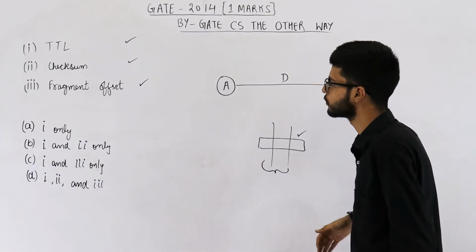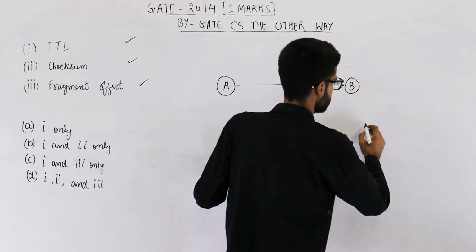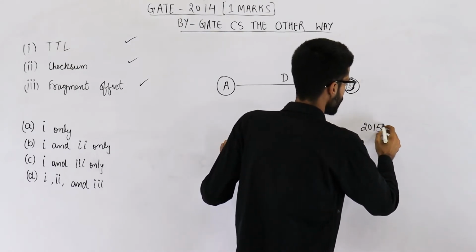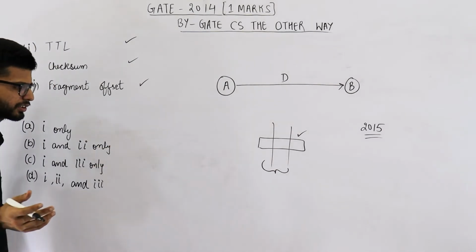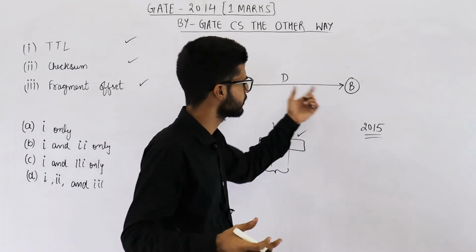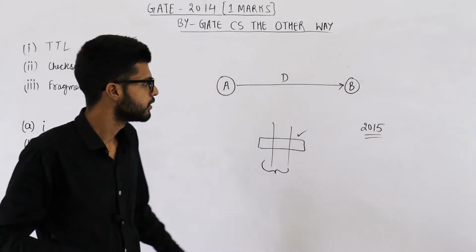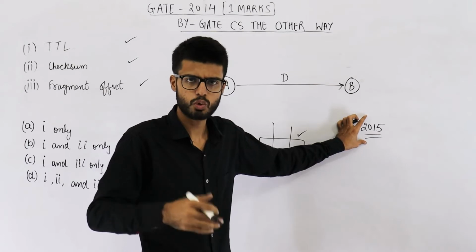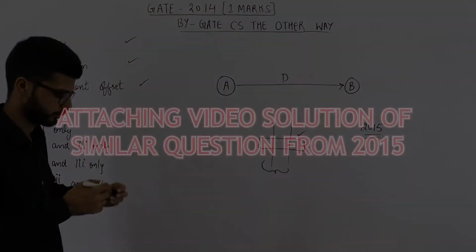So now I'll do one thing. There is a question from GATE 2015 exam. This question is almost similar. Here we have 3 options. In that question, maybe we have 4 options. So they're asking a similar thing, that means which all fields may vary in path. So I'll attach this video. You just watch this video. You can understand these things in more detail.